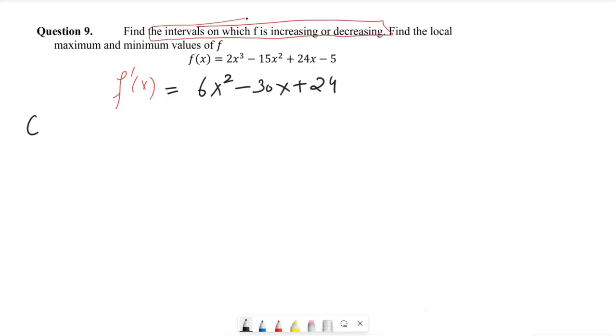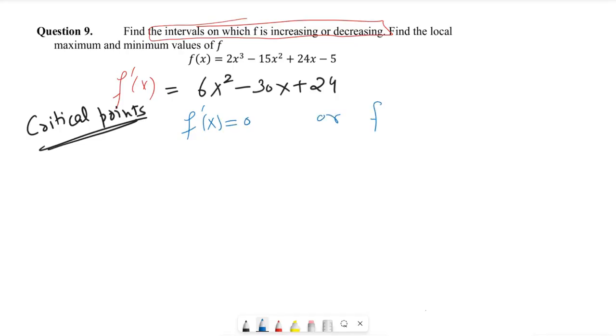The second step is to find critical points. Critical points are where f prime x is either 0 or f prime x does not exist. Now in this case, f prime x is a polynomial. It exists everywhere, so does not exist really doesn't need to be checked. So the critical points are where f prime x is 0.